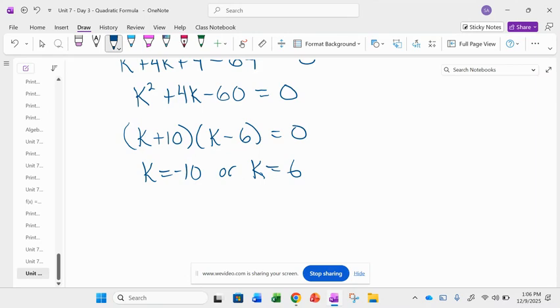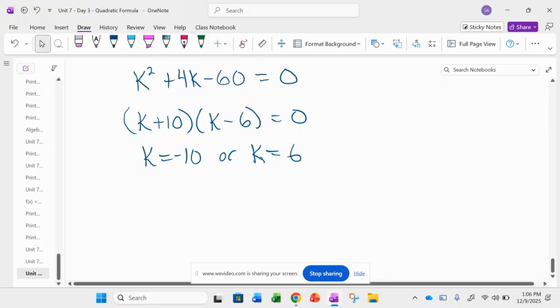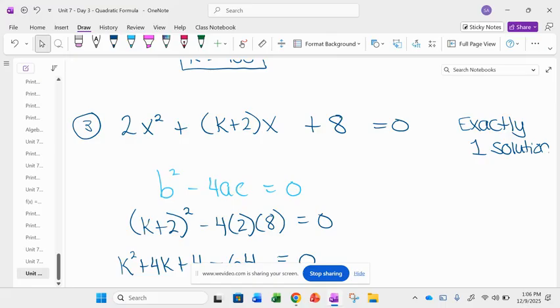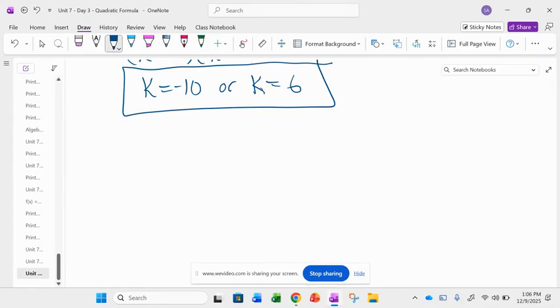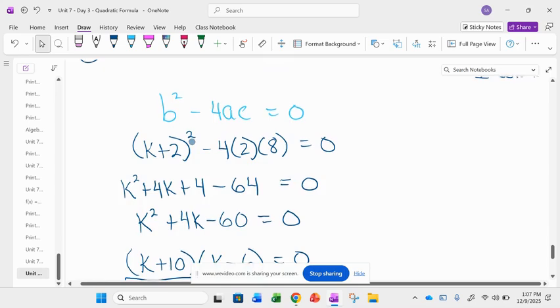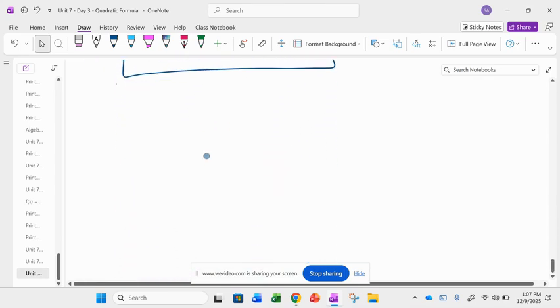Be very mindful. This is not telling me these are my roots. These are not the roots. What is this telling me? The value of k that will make this have a double root. Does that make sense? So these are not my actual roots. These are just the values for k that could potentially make it have a double root. We good? Yes. Oh, I love that. Yes, you could have. It's not always going to work out that nicely, but in this scenario, it did. All right.